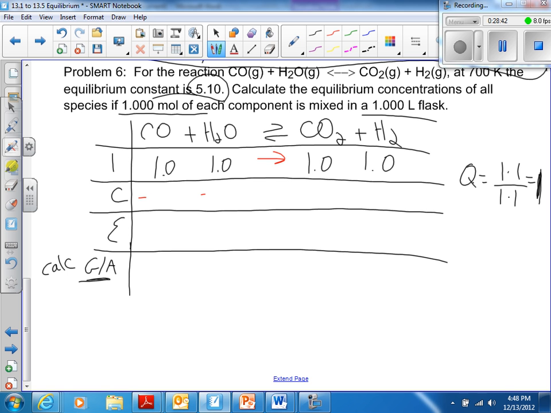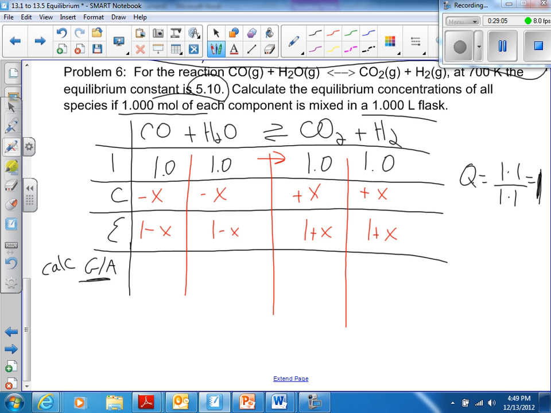I happen to have coefficients of 1 everywhere again, so it's just X. Oops, sorry, these are going up. I should have written plus X, plus X. So 1 minus X, 1 minus X, 1 plus X, 1 plus X. Oh dear, I don't know what to do. I don't have any given information, so this is different from the last one. Let's just see what I can do.